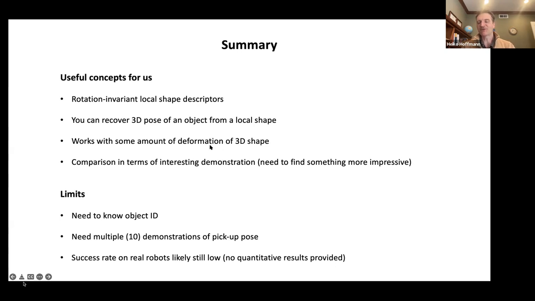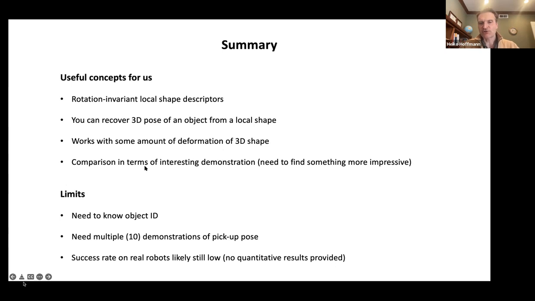I suspect with a relatively small amount of deformation, it's okay, like different cups, they all still look very similar. But like some of the things we discussed, like a t-shirt can look totally different, or like the Dali clocks, it will probably fail in such a case.